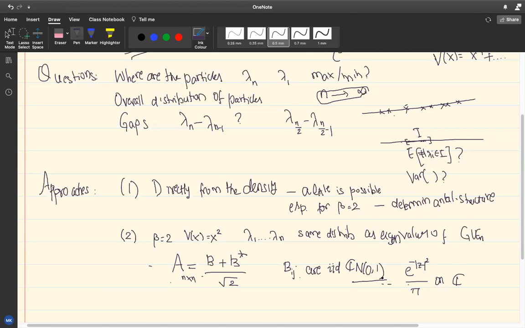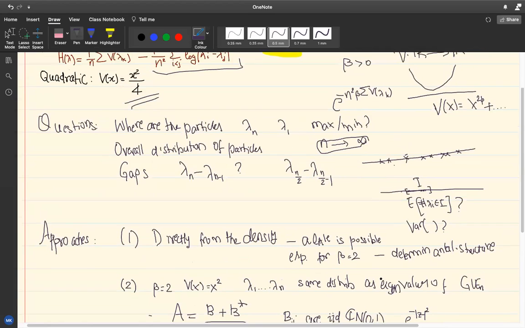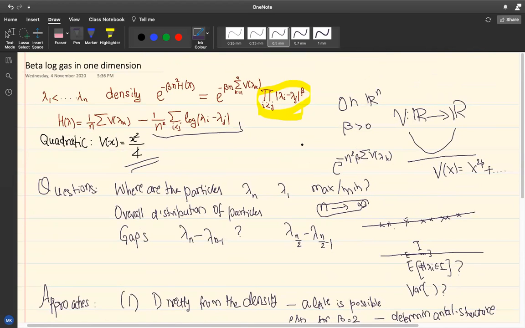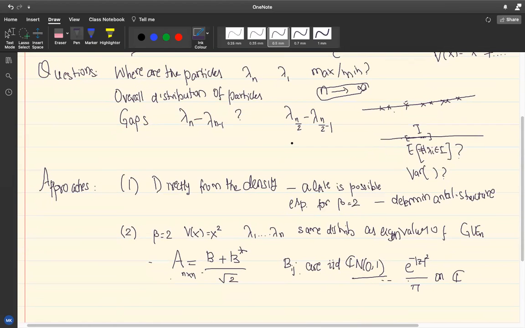Then the eigenvalues of A have the density, which one can work out is exactly this density that we have asked about, with the special case V(x) equal to x squared, and maybe it is x squared by 2. It doesn't matter too much. Possibly, it's probably x squared by 2. Doesn't matter, but beta equal to 2.